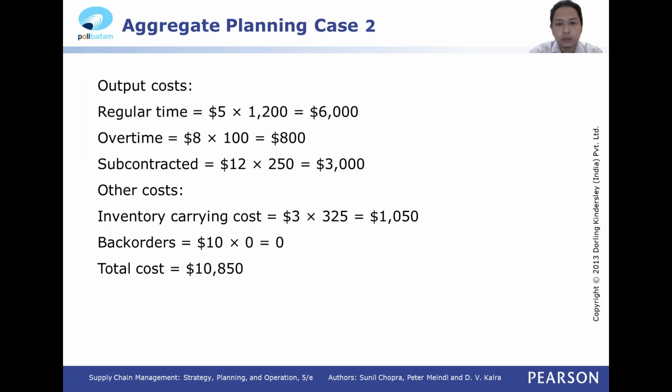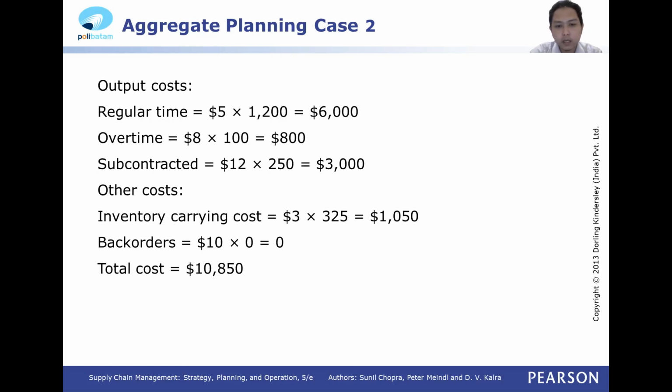So if we calculate the output cost of this scenario, for the cost in regular time, we have $5 multiplied by 1,200, which is the total production in 6 periods, and the result is $6,000. And then the cost in overtime, we have $8 multiplied by 100, which is the total production in periods 4 and 5, and the result is $800. And then the cost in subcontract workforce, we have $12 multiplied by 250, which is the production in period 5, and the result is $3,000.